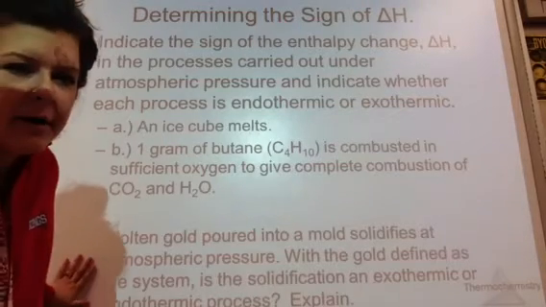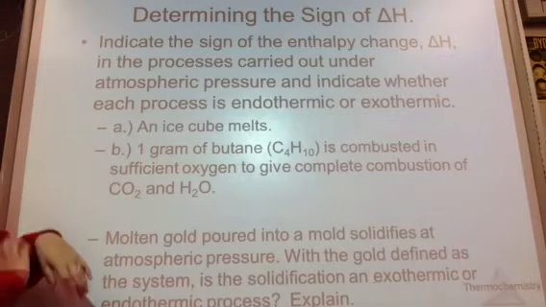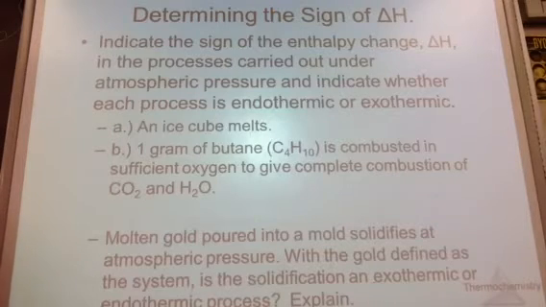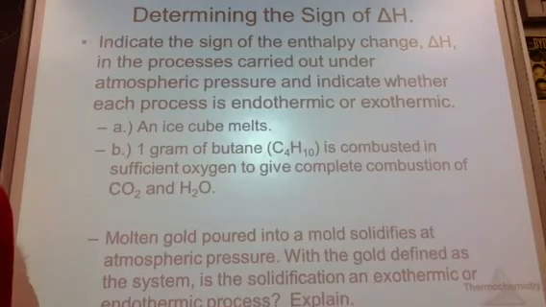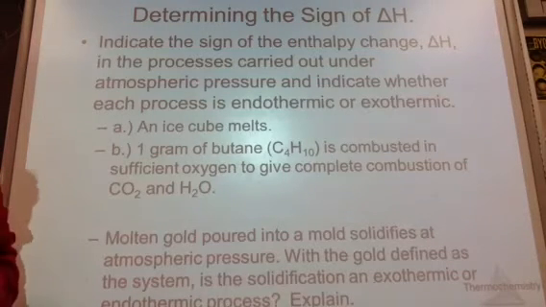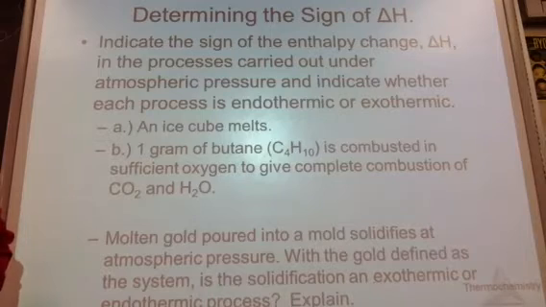Okay, I have one more down here, and I'm hoping that you can see the whole thing. This says molten gold poured into a mold solidifies at atmospheric pressure. With the gold defined as the system, is the solidification an exothermic or an endothermic process? And I'd like you to explain why. So I have some gold, I've poured it into a mold, and then it solidifies. I want to determine, is this going to be exothermic or endothermic, and I want you to tell me why. So what do we think here? Exothermic or endothermic?